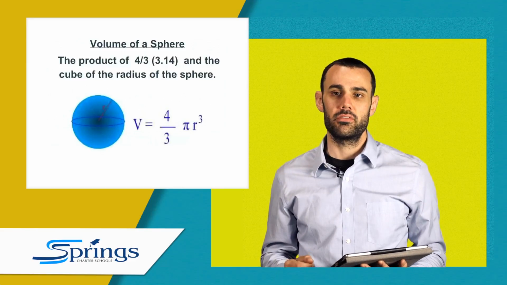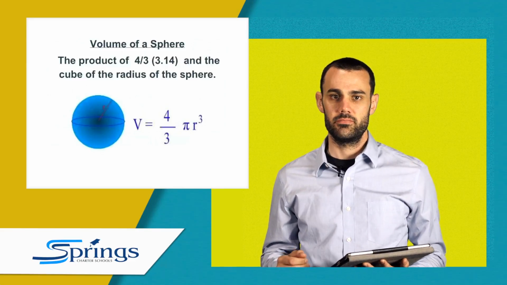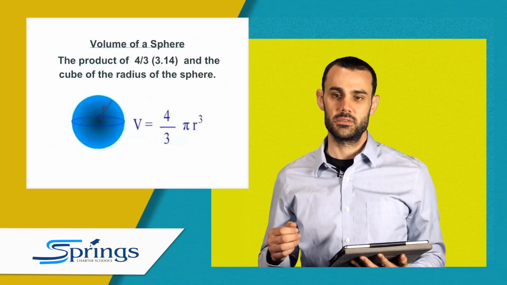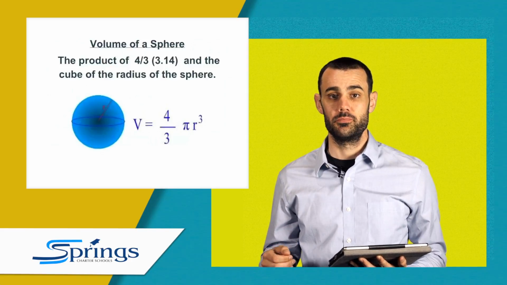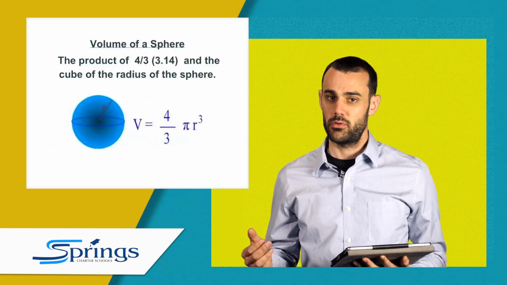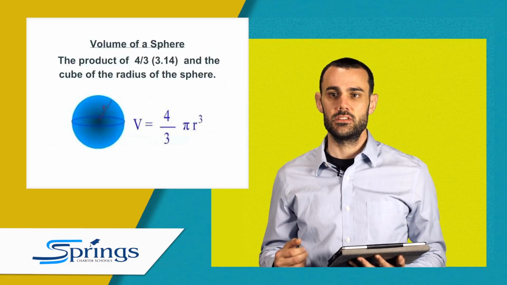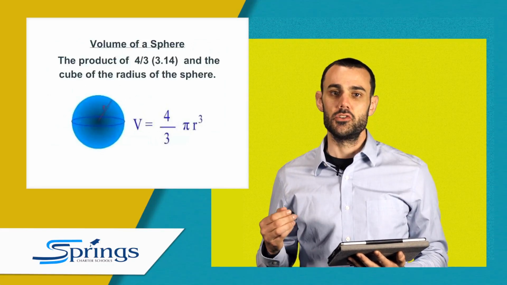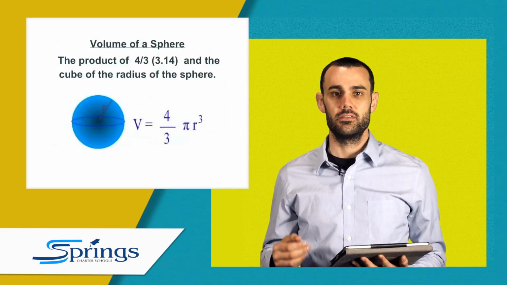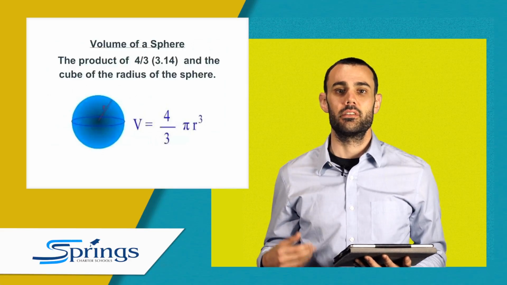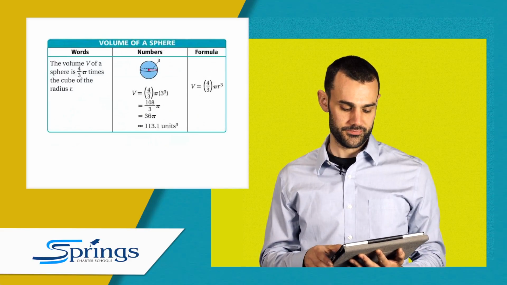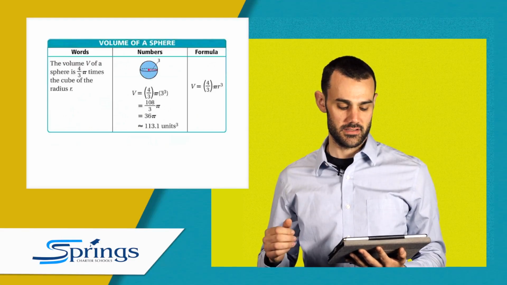So here is the formula for finding the volume of a sphere. V equals 4/3 times pi times the radius cubed. Now remember, pi is 3.14, and the radius is given to us in the problem. And if we're going to cube it, we're going to multiply the radius times itself, not once, not twice, but 3 times. Here's our practice problem.